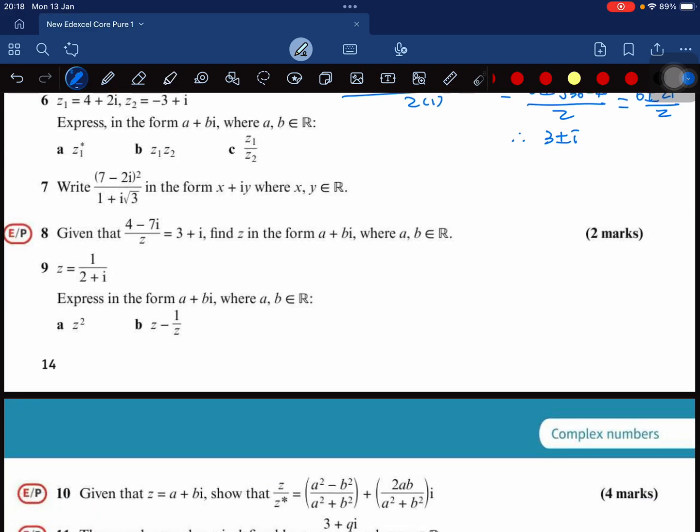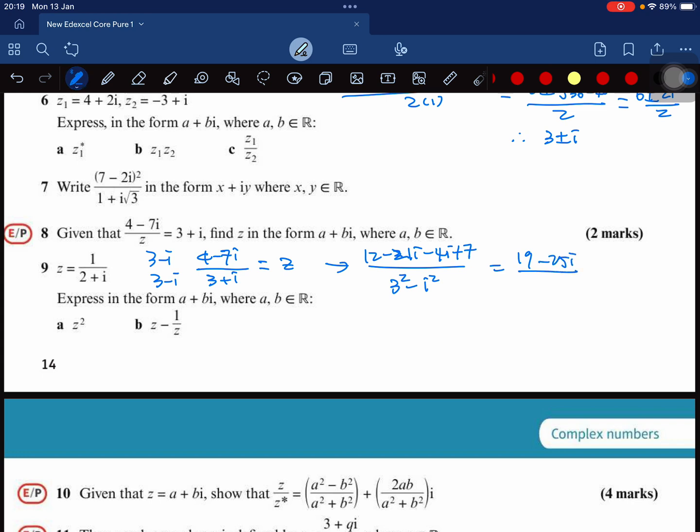Number 8, find z in the form a plus bi. So (4 minus 7i) over (3 plus i) equals z. Multiply by (3 minus i) over (3 minus i). So the denominator is 3 squared minus i squared. And the numerator is 12 minus 21i minus 4i plus 7i squared, which is minus 7. So 19 minus 25i over 10. So 19 over 10 minus 5 over 2 i.